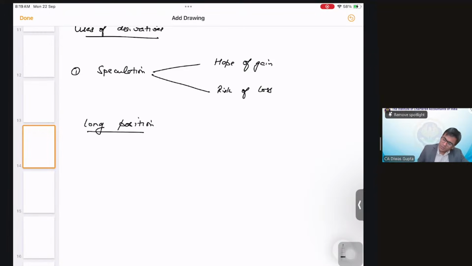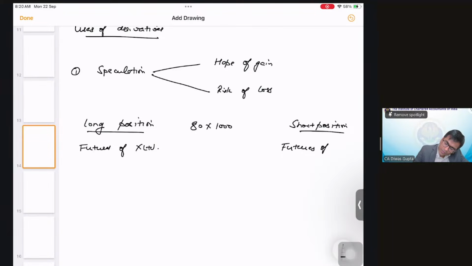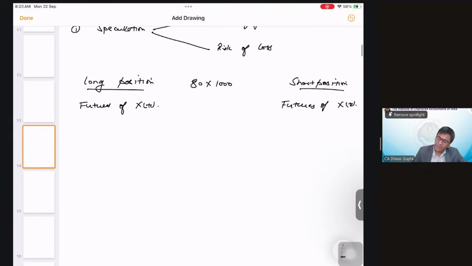Long position. We are taking an example here of a long position of 80 units into 1000 price. Okay, the futures of X Limited is being taken into the long position. Similarly, the short position is taken into futures of X Limited. So someone has taken a long position and the other person has taken a short position in the futures of X Limited, right? Which is on 80,000 rupees.